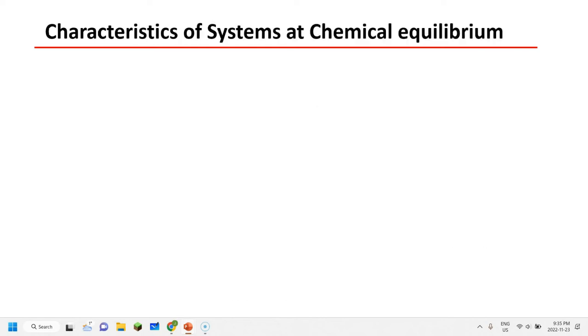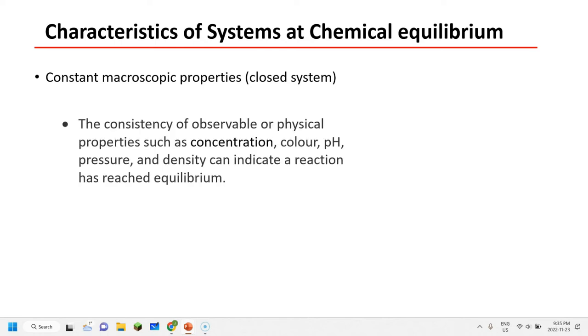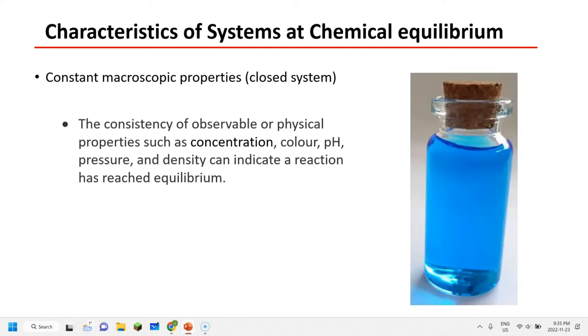Now, when a system is at chemical equilibrium, it has a number of properties that we can recognize. So, for example, we have what we call constant macroscopic properties. Now, it has to be a closed system for it to be established, but when we're talking about macroscopic properties, these are things that we can easily see or observe. So, for example, color, concentration, pH, pressure, density.